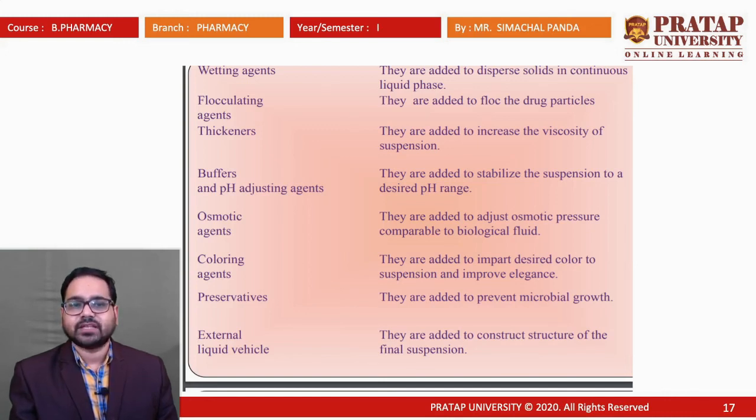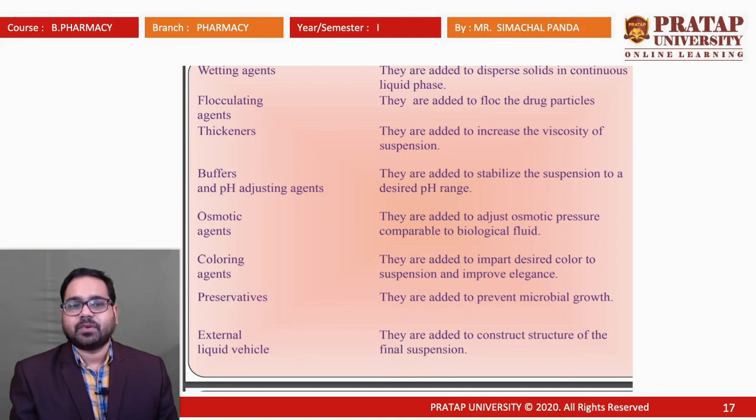Osmotic agents. As we know, our body is isotonic with 0.9 percent sodium chloride solution. So if the osmotic pressure is not maintained and the preparation is given to our body fluid, there are chances of a hypotonic or hypertonic effect that may damage our cells.